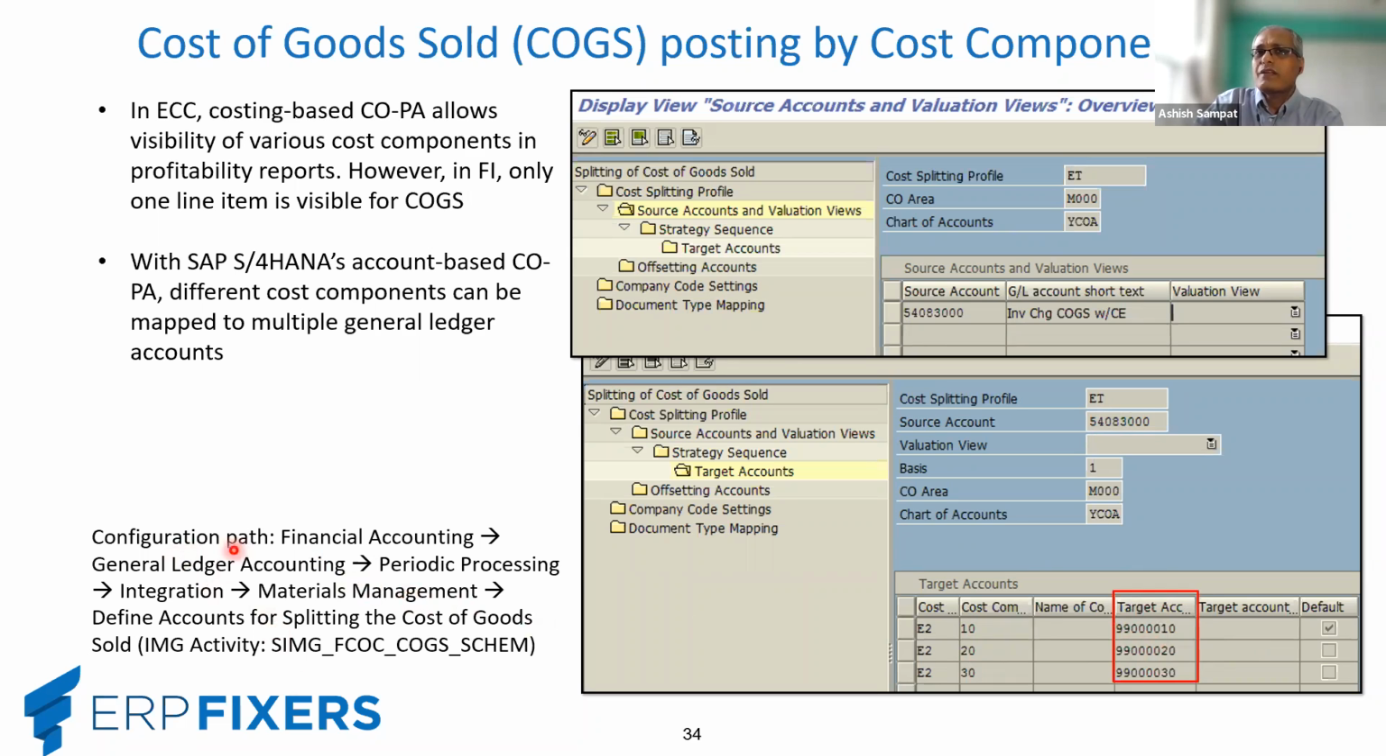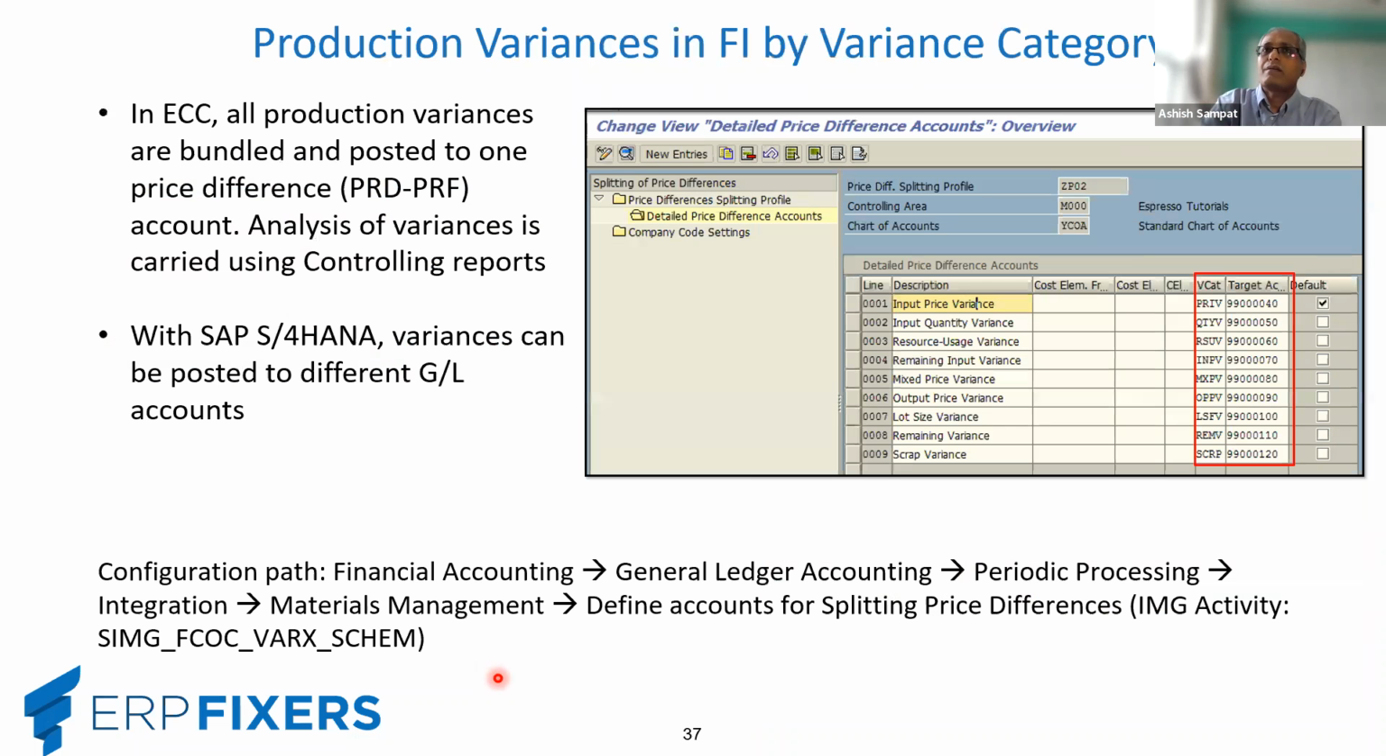Now this configuration is a bit hidden, so we want to be careful. Financial accounting, general ledger, periodic processing, integration, materials management, define accounts for splitting COGS. That's the path. And similarly, the variance split is also available on similar lines.